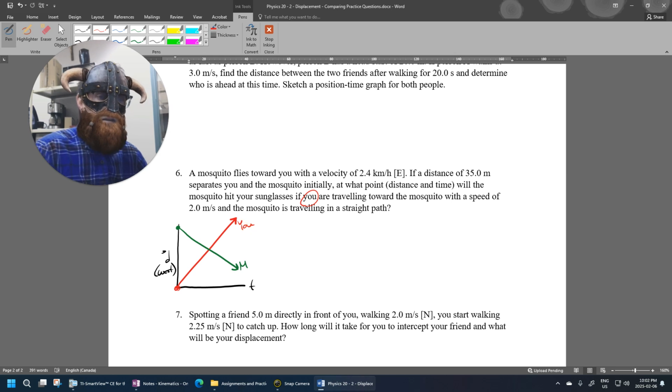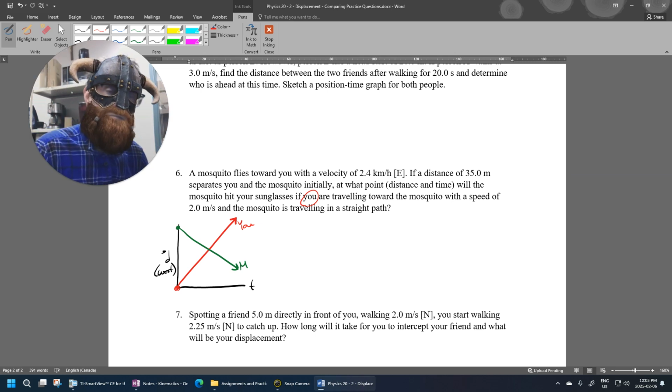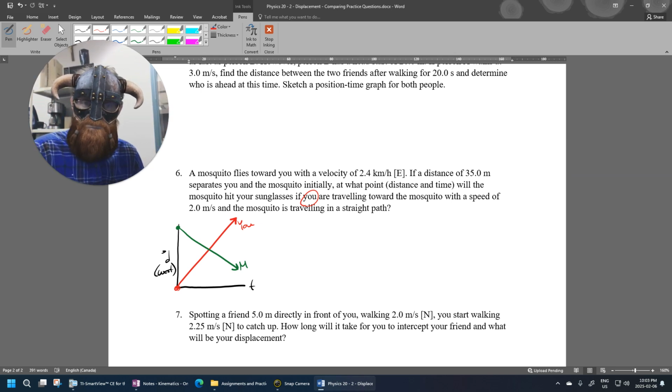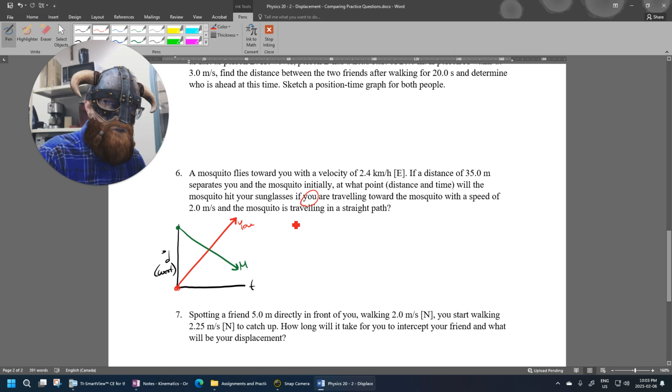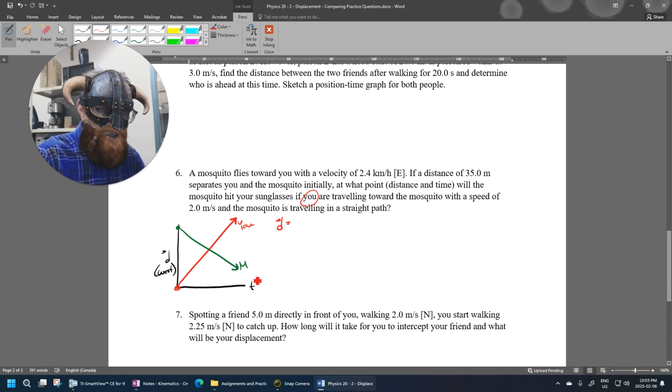Again, we're just going to try to find out where the intersection point is here. So we're going to create two equations. The first equation we're going to create is for you. D is equal to, y is equal to m x. This is a position time graph. We're just going to use your slope here, 2 meters per second.